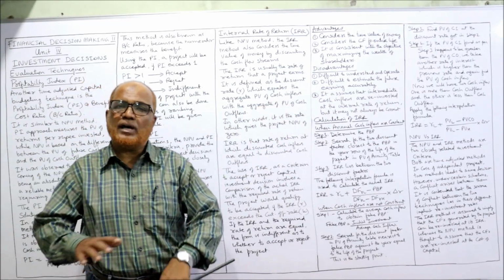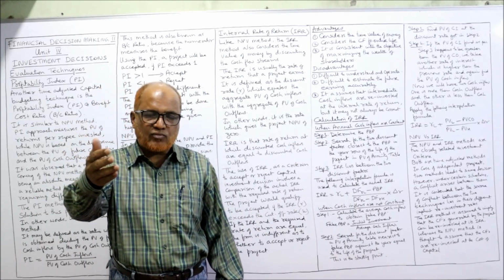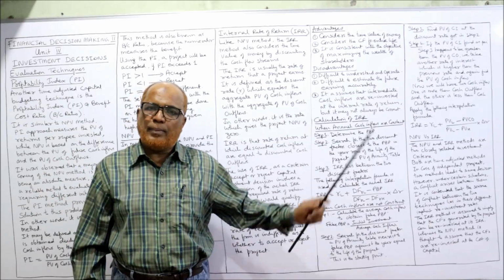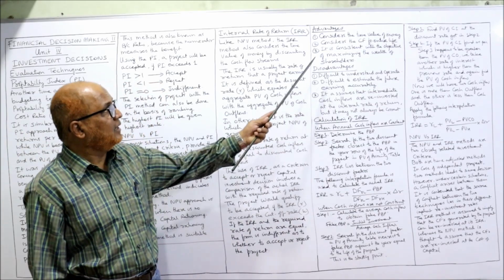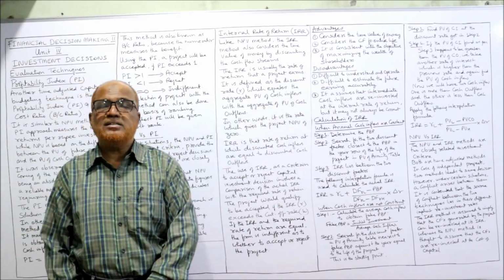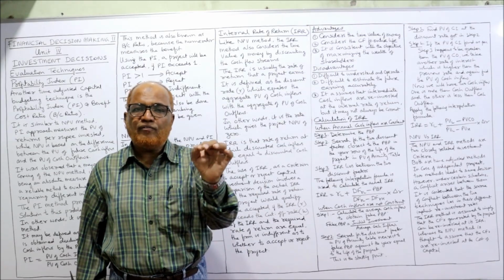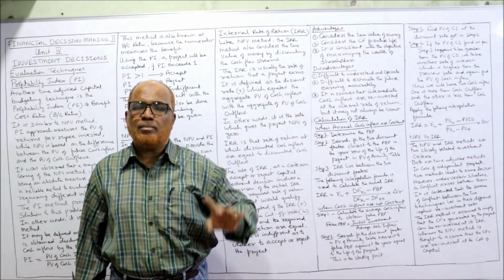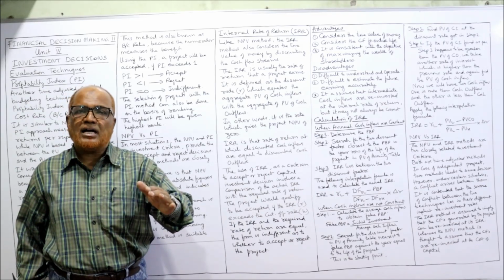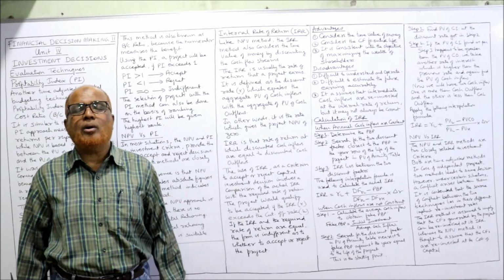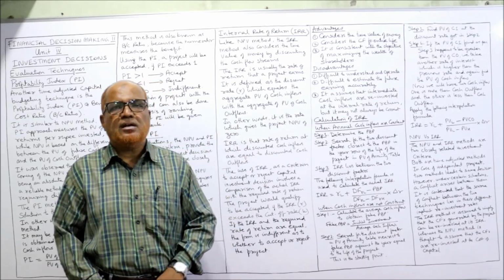Second, it considers the cash flow for the entire life. In some methods, the cash flows of the entire life will not be considered. But in IRR, we consider the cash inflows and outflows for the entire life. Third, it is consistent with the objective of maximizing the wealth of shareholders. The main objective of financial management is to maximize the wealth of shareholders. So if the IRR method is followed, it is consistent with the main objective of financial management of maximizing the wealth of shareholders. These are the advantages.